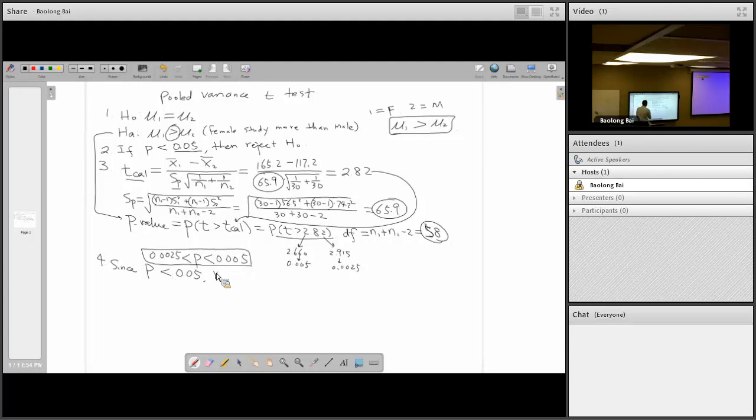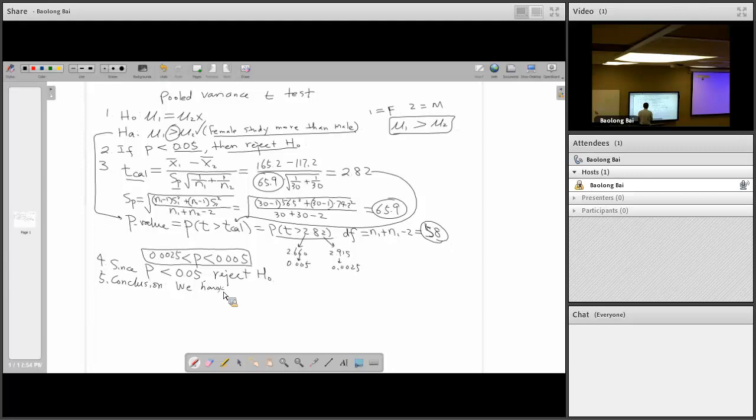So in that case, we need to reject the null. Right? So the last step, we need to write a conclusion. Basically, just write your result as a sentence. If you reject the null, that means the null is false, the alternative is true. So we have enough evidence that the alternative is true.